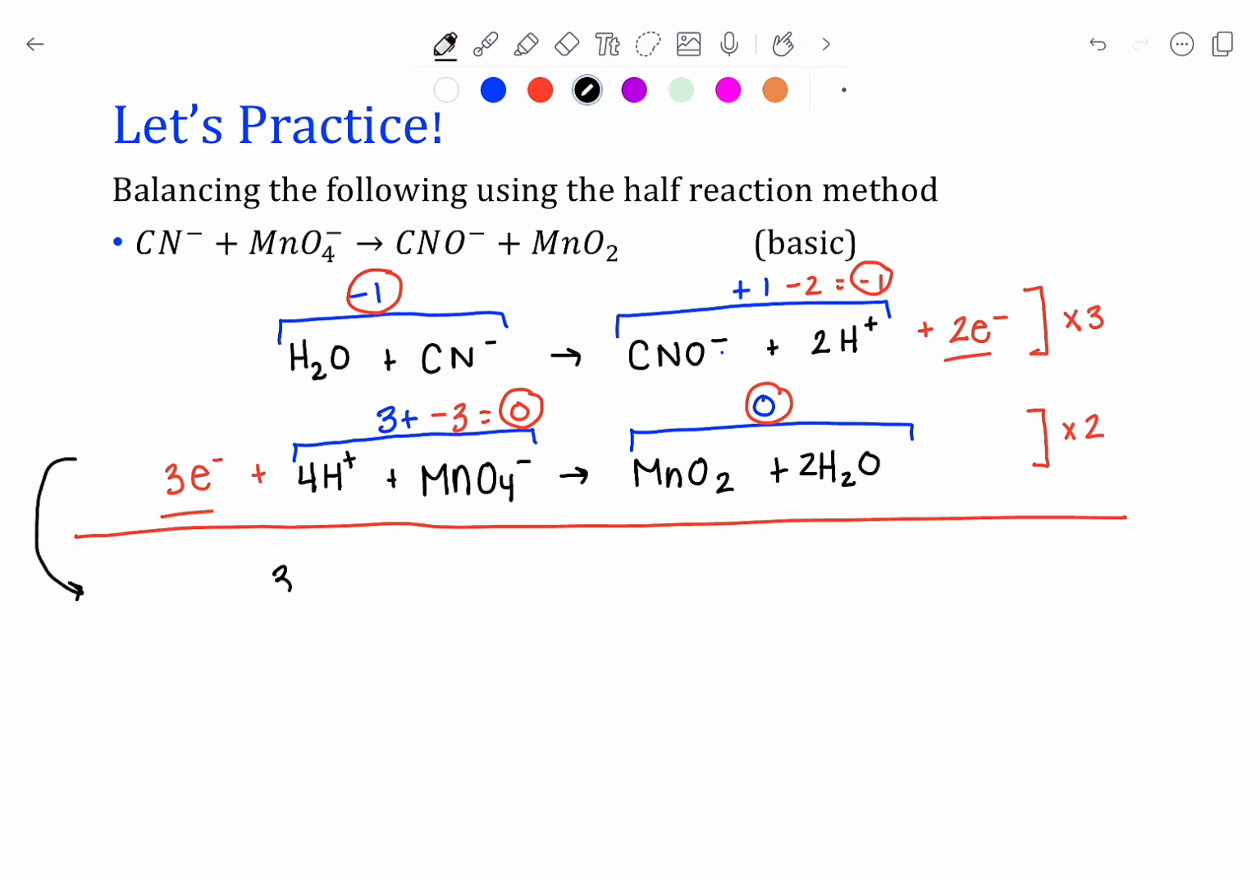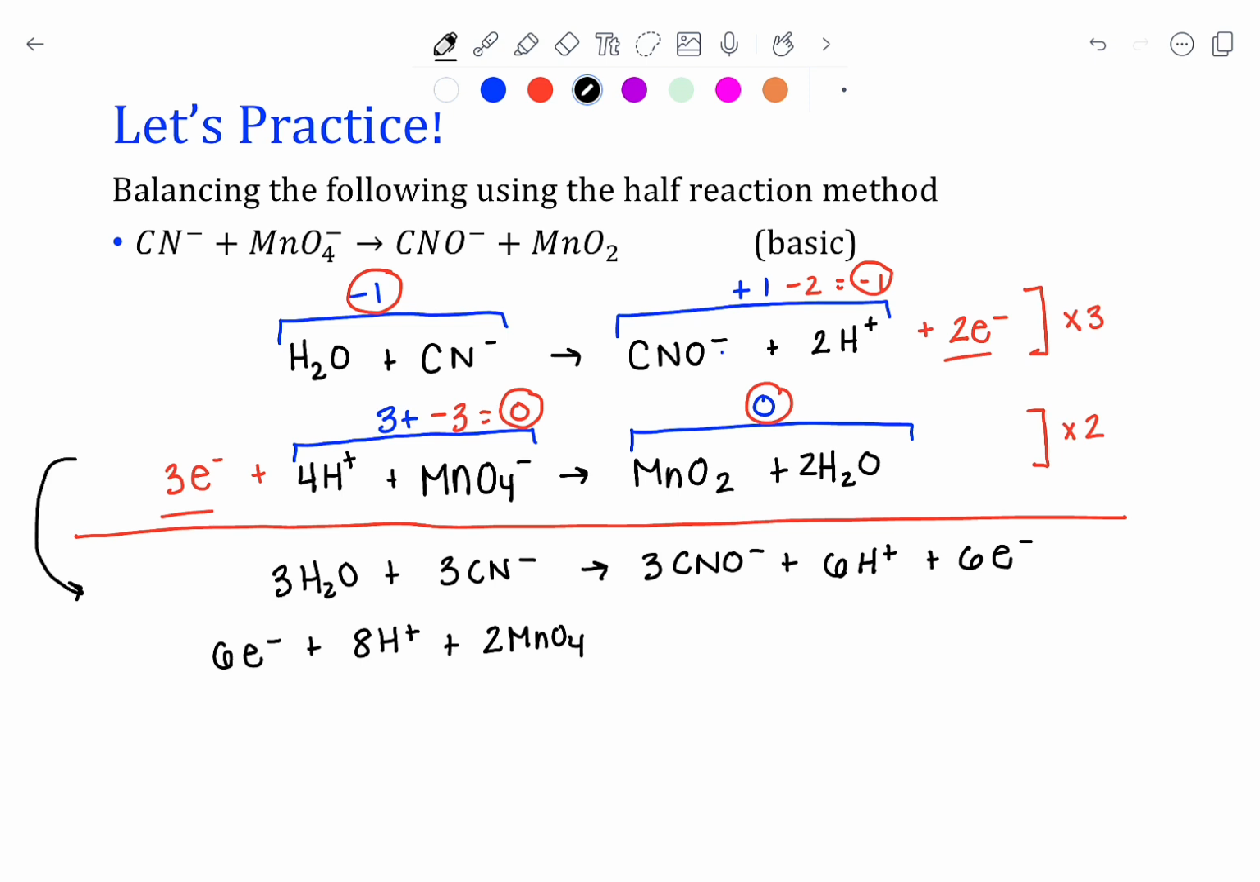So let's see, we have 3 H2O plus 3 CN minus goes to 3 CNO minus plus 6 H plus plus 6 electrons as our first reaction. In our second reaction, we have 6 electrons plus 8 H plus plus 2 MnO4 minus going to 2 MnO2 and 4 H2O.